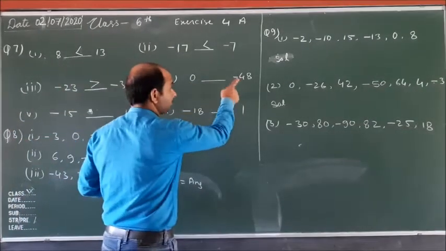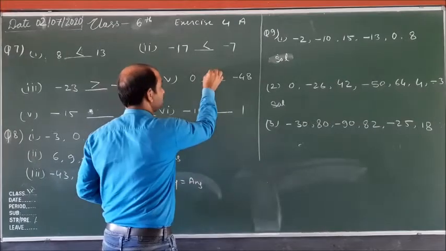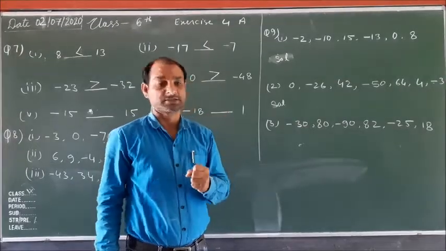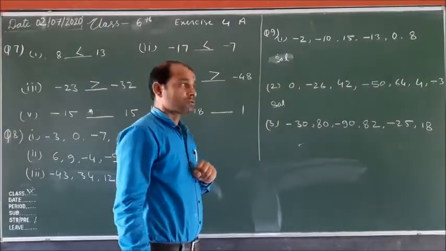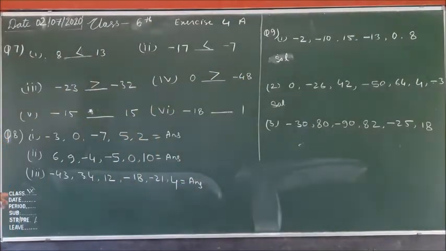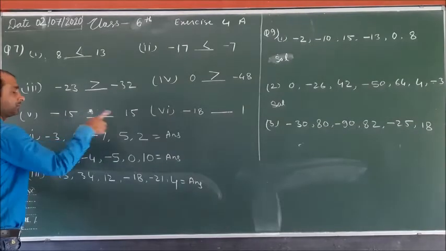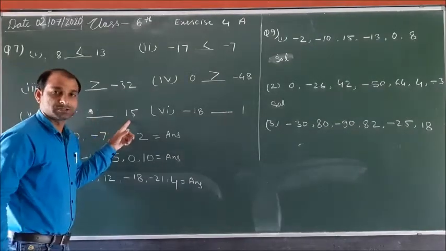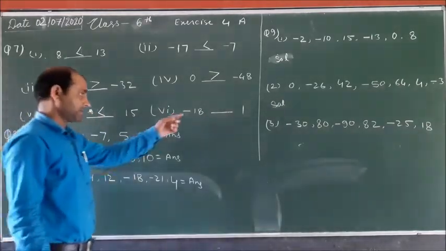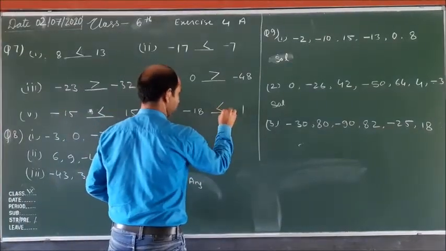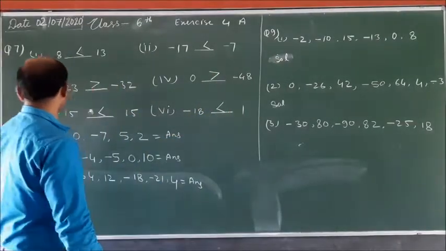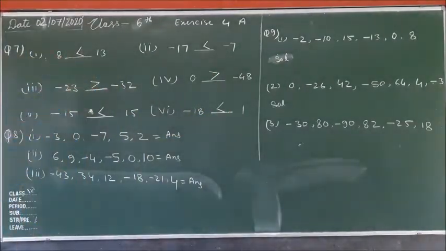Now here 0 and minus 48. 0 is always greater than the negative integers. Here this is a negative integer, so 0 is greater than minus 48. Now minus 15 and 15. This is a negative integer and this is a positive integer, so a positive integer is greater than a negative integer. So minus 18 and 1: minus 18 is smaller than 1. So question number 7 is completed, students.